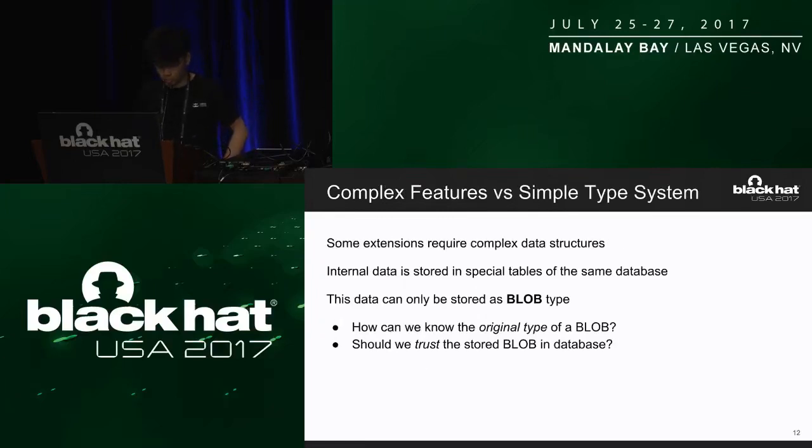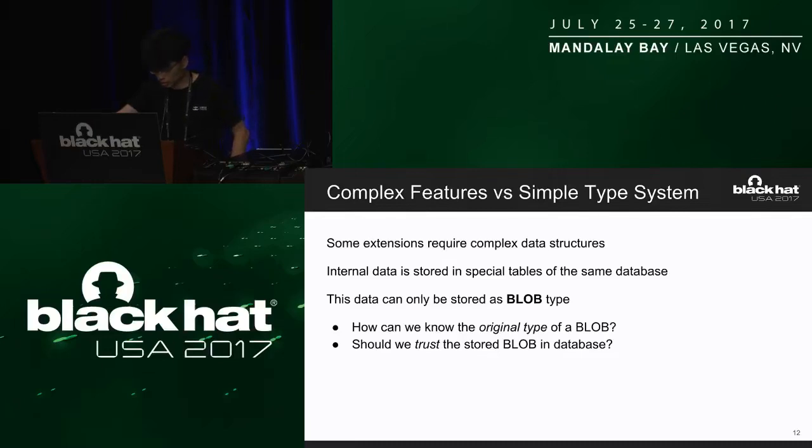Now you may find the problem of SQLite. Some extensions like FTS3 or R-tree modules require complex data structures. They have some internal data that are stored in the same database. As we know, there are only 5 types of fundamental data. So the internal data can only be stored as the blob type. Now here are the questions. How can we know the original type of the blob data? And should we trust the stored blob data in the database?